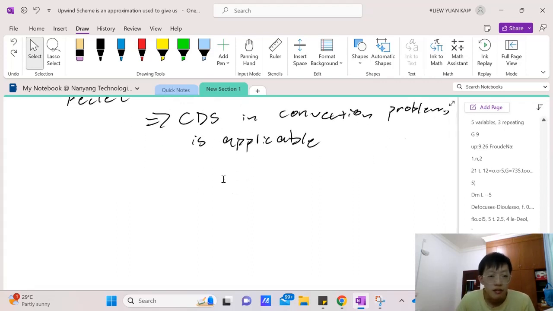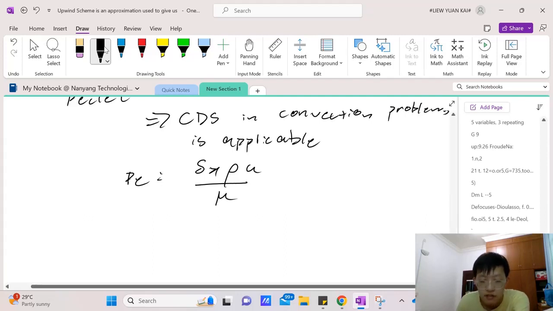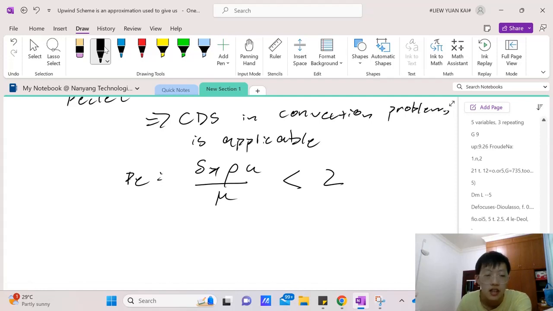Anyways, the Peclet number should be less than 2 for the central differencing scheme to be applicable in convection problems. So the formula for the Peclet number is given by delta x, the segment size, times rho, which is density, times u, which is velocity, divided by mu, which is dynamic viscosity. So the Peclet number is delta x rho u over mu. If you want to use the central differencing scheme, then the Peclet number should be less than 2. Then it works.